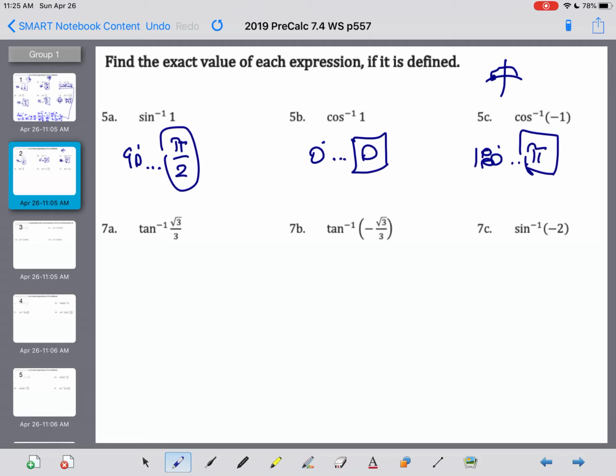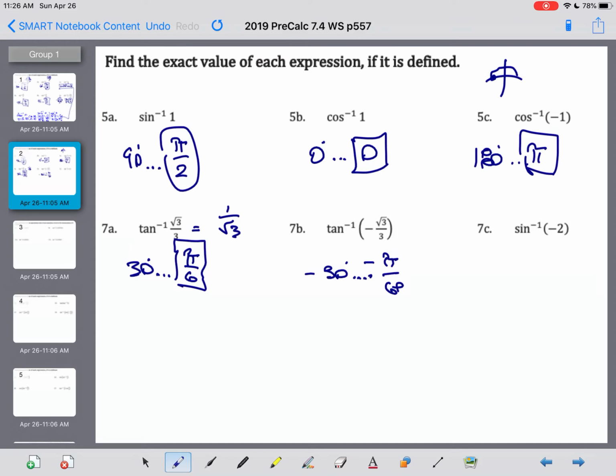Moving on here, remember we did the tan values here. So root 3 over 3 is going to be 30 degrees, and that's going to be pi over 6, because this really is 1 over root 3 simplified. Moving on here, this is going to be negative 30 degrees because of our range, which is negative pi over 6.